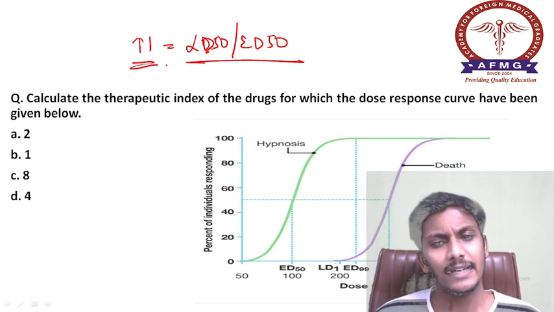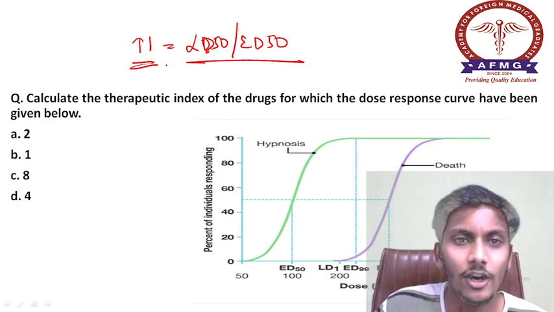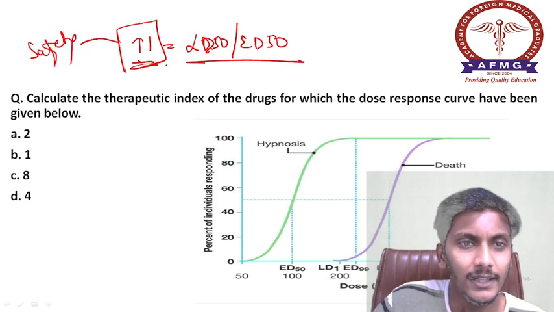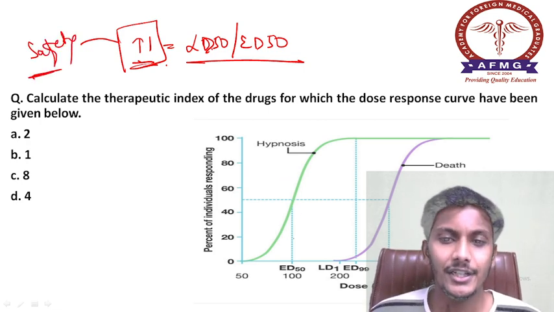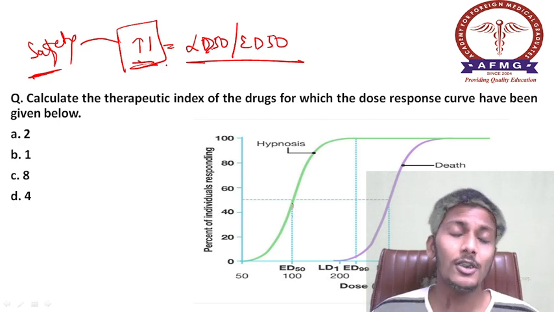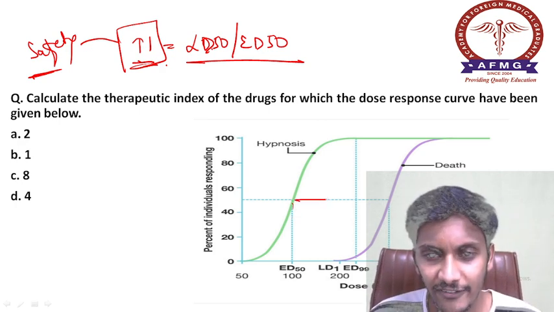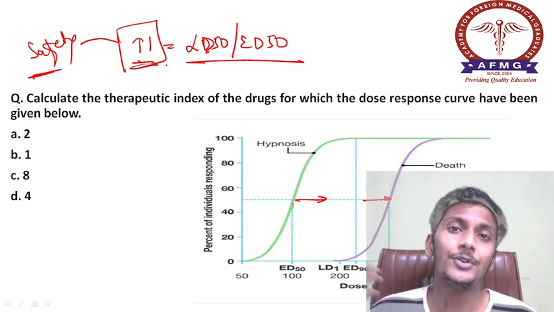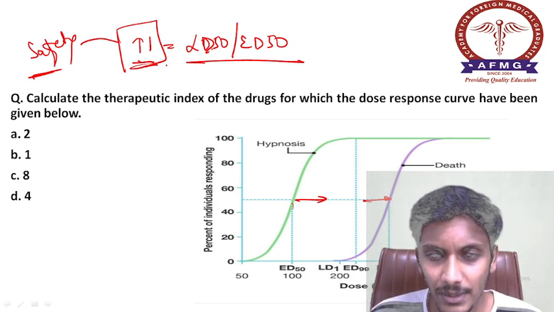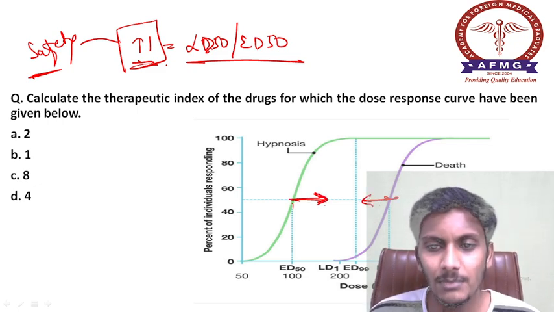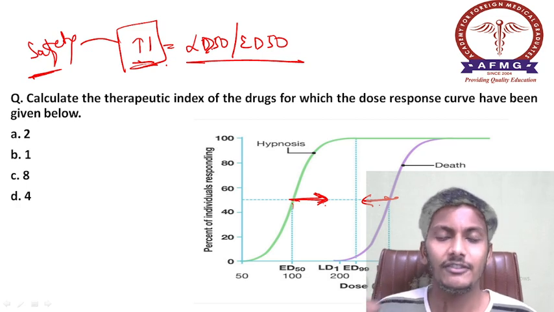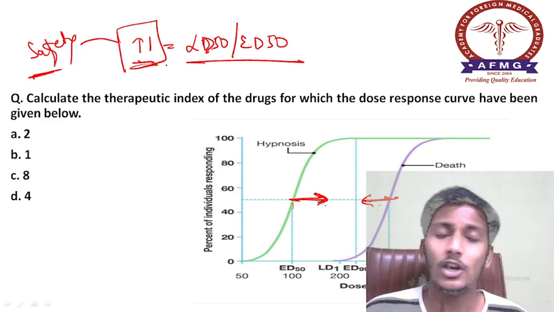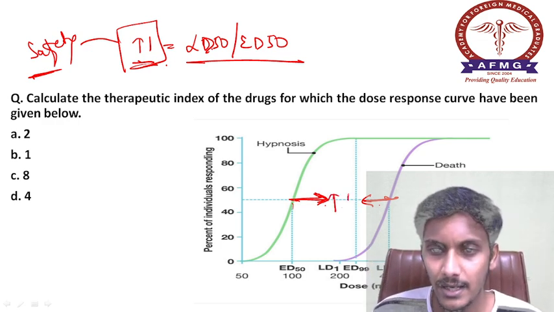So what is therapeutic index actually? Therapeutic index is an indicator of safety. Important. It is the margin of the drug, from the minimum concentration at which it is effective till the maximum concentration at which it is effective and does not become toxic. So this is your therapeutic index.